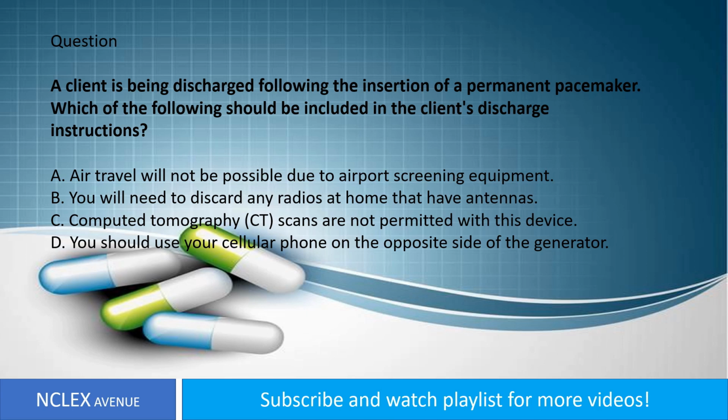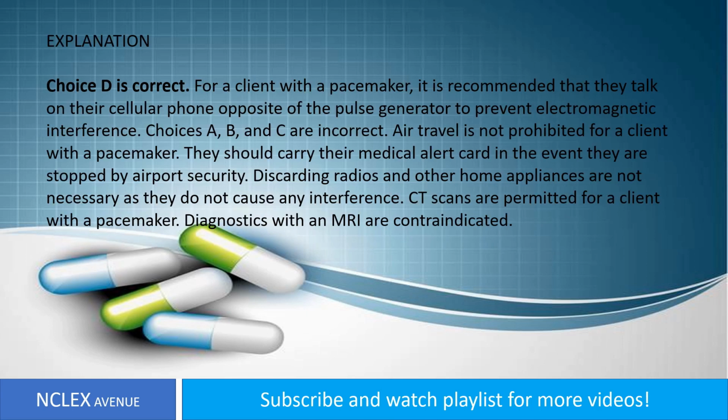Question. A client is being discharged following the insertion of a permanent pacemaker. Which of the following should be included in the client's discharge instructions? A. Air travel will not be possible due to airport screening equipment. B. You will need to discard any radios at home that have antennas. C. Computed tomography scans are not permitted with this device. D. You should use your cellular phone on the opposite side of the generator.